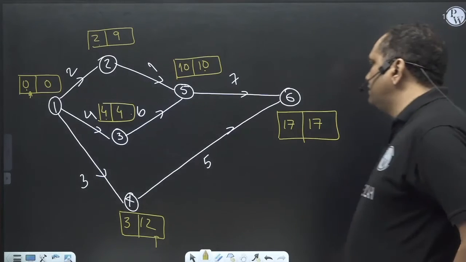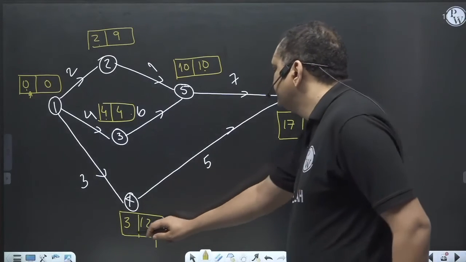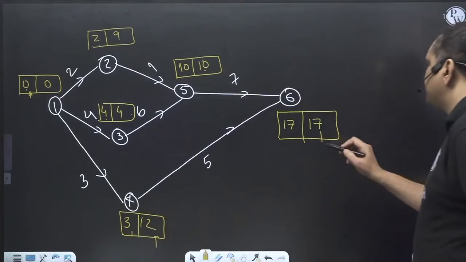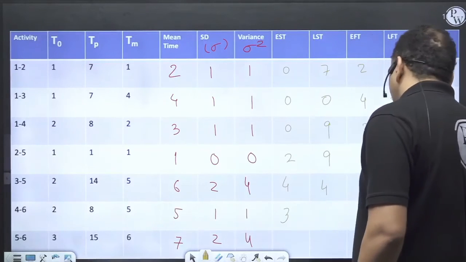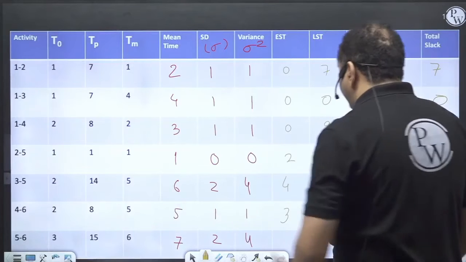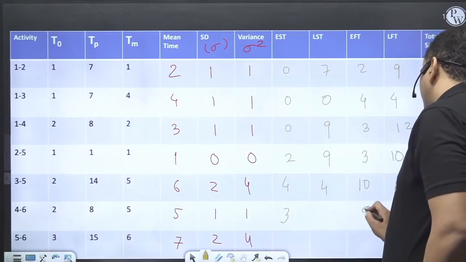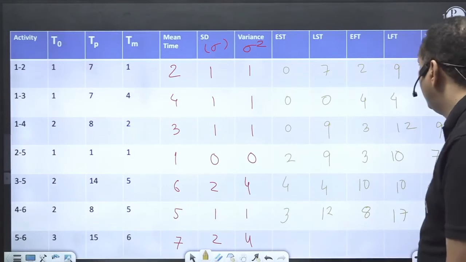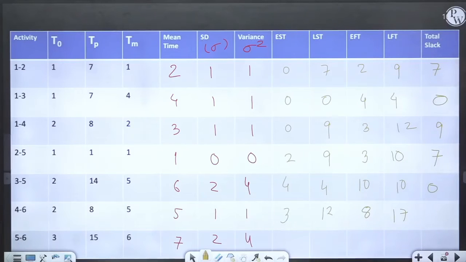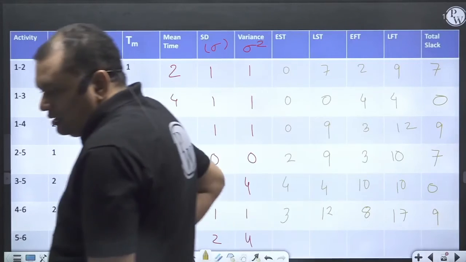4 to 6. Earliest start time 3. Latest finish time is 17. Mean time is 5. So 5 plus 3, 8. 17 minus 5 is 12. 12 minus 3, 9. The last one you also do.